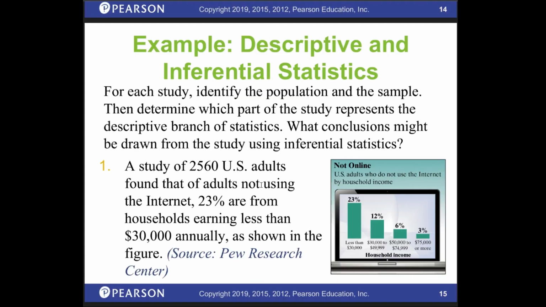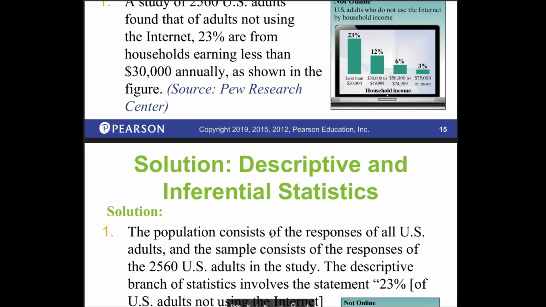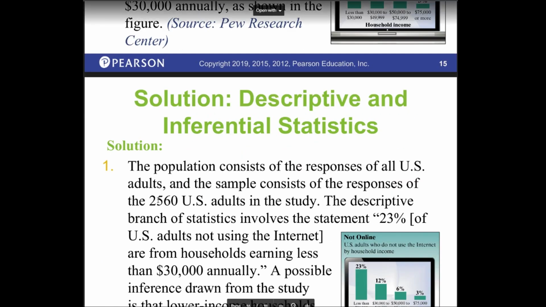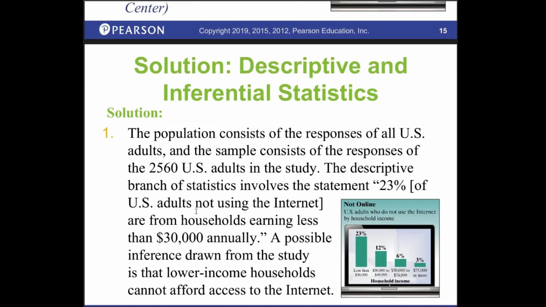A study of 2,560 U.S. adults found that of adults not using the internet, 23% are from households earning less than $30,000 annually, as shown in the figure. So the solution would be, this population consists of the responses of all U.S. adults, and the sample consists of the responses of the 2,560 U.S. adults in the study. The descriptive branch of statistics involves the statement: 23% of U.S. adults not using the internet are from households earning less than $30,000 annually. A possible inference drawn from the study is that lower income households cannot afford access to the internet.